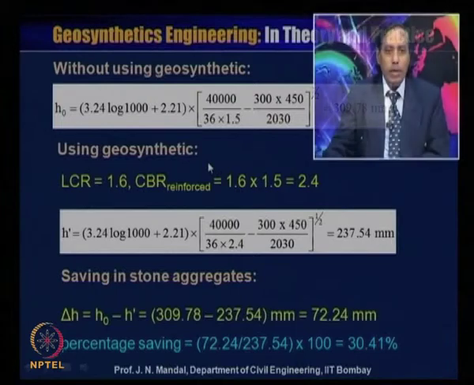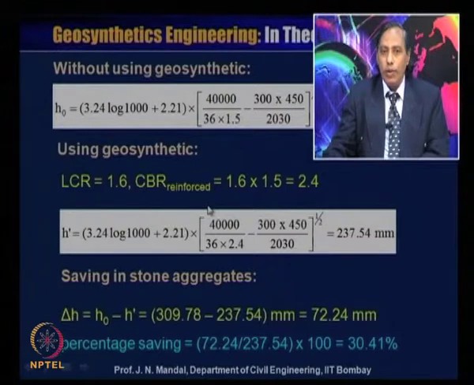So using geosynthetic material, the LCR value is, let us say, 1.6. So CBR in the reinforced case will be 1.6 into 1.5, which is 2.4. Now let us say that with geosynthetics the thickness is H dash. So H dash is equal to 3.24 log of N, 1000, plus 2.21. This will be the same as it is, only here this CBR value is changed. So the CBR value in the reinforced case will be 2.4, instead of 1.5 which was there in the unreinforced case.